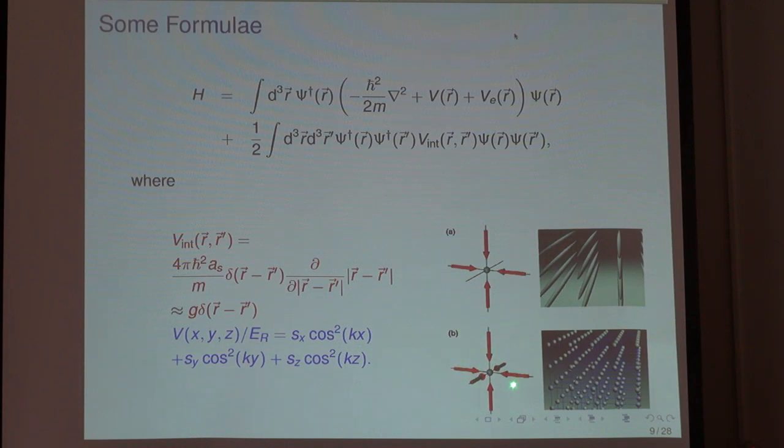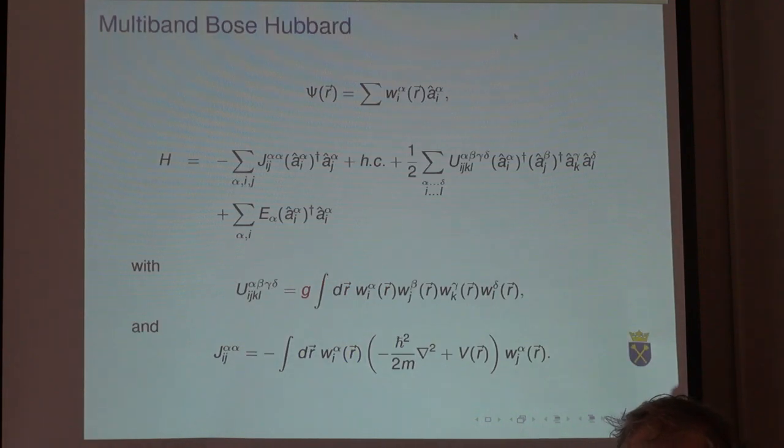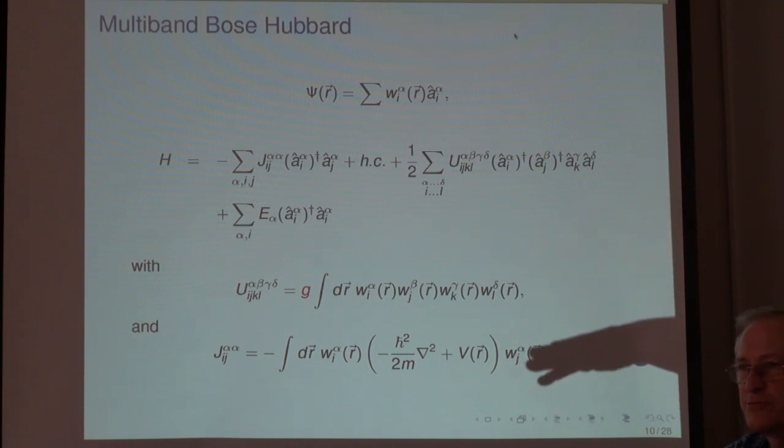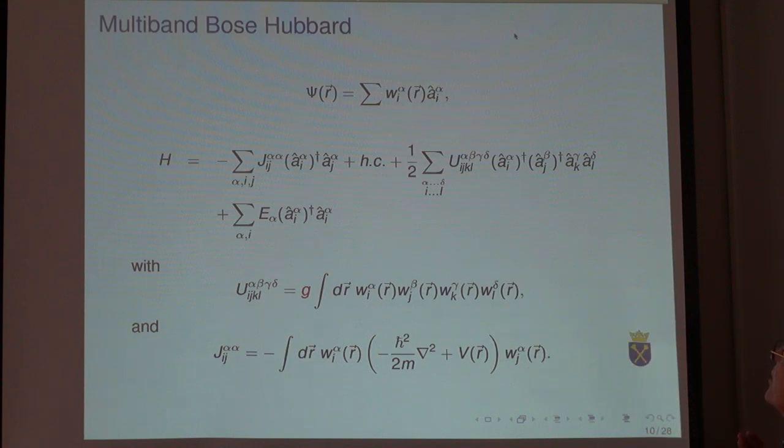You can make these three lattices of the same magnitude, and then you realize a fancy crystal, originated in Munich or somewhere else. And what you can then do, in the standard way, is expand the field operator in Wannier functions, where the alpha index numbers the bands, different Bloch bands, and the creation operators correspond to site i and band alpha. The standard Hubbard model considers only low energy states, low temperature, zero temperature. So then there is only the lowest band. But if you make the expansion, we expand in all Wannier functions because we have to.